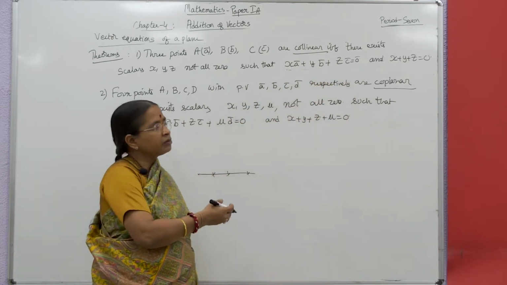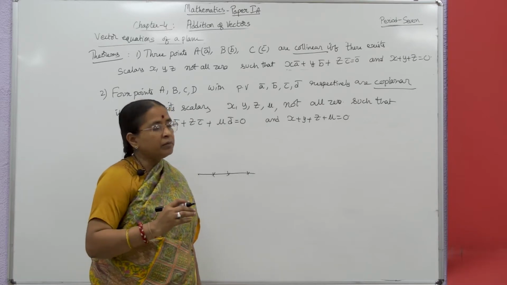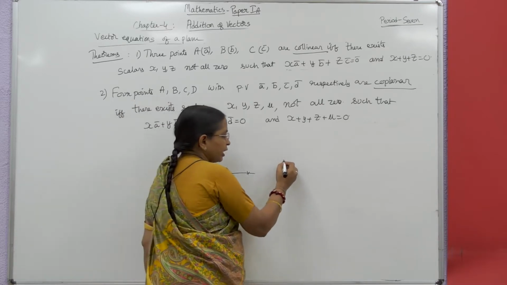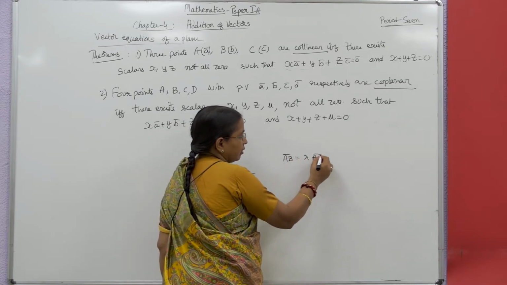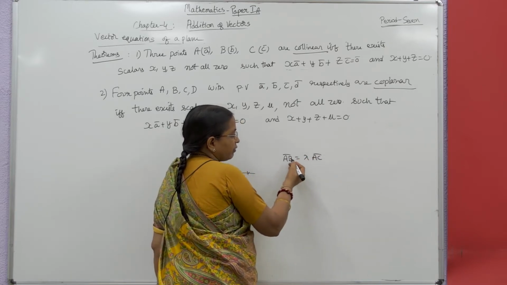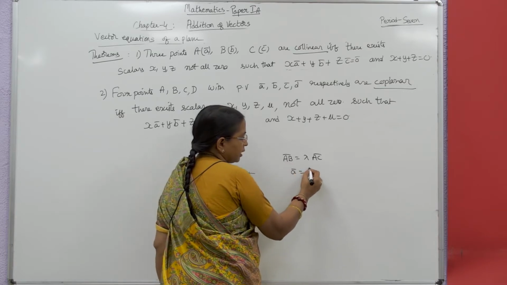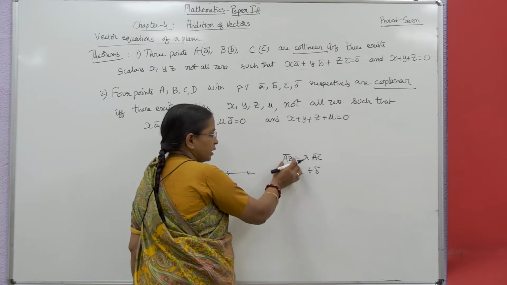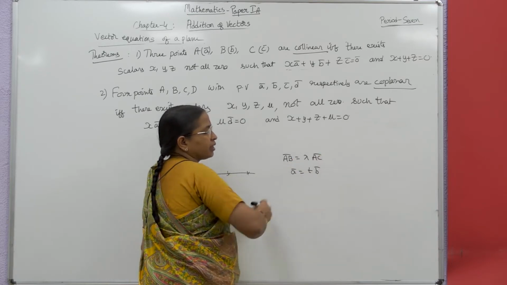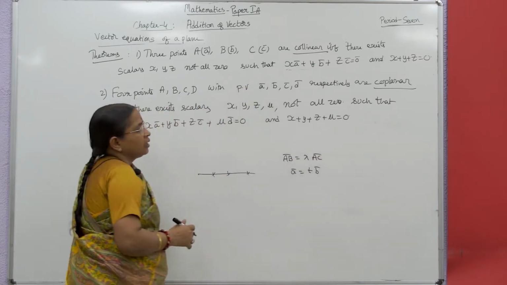In fact, we were using the same thing in problems, but there we were converting AB = some lambda times AC, or writing one vector as some multiple of another, and then we say that the points are collinear. So AB is one vector, AC is another vector, like that. So this is the actual theorem.